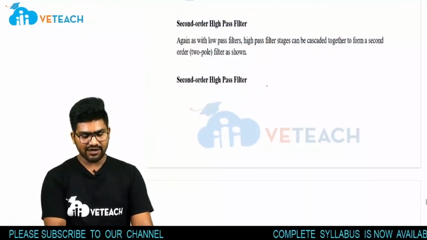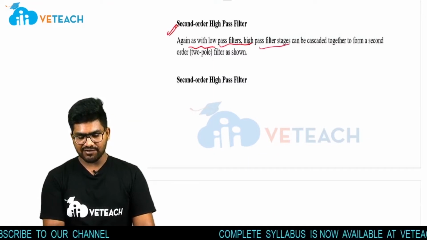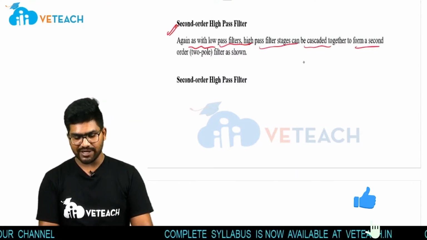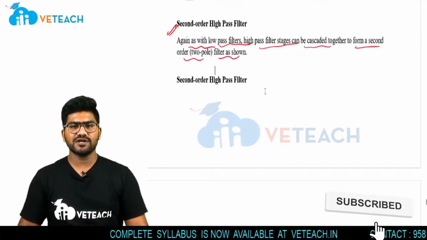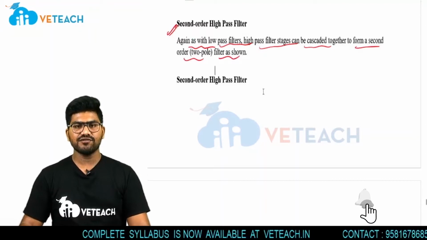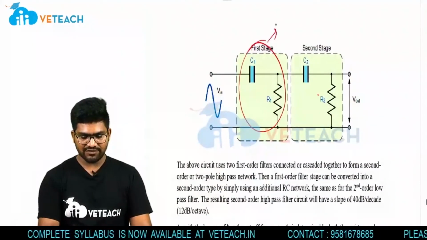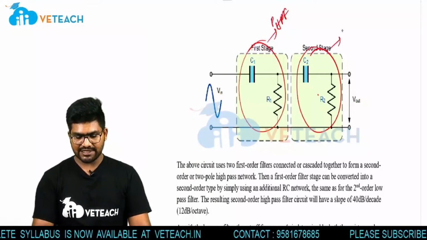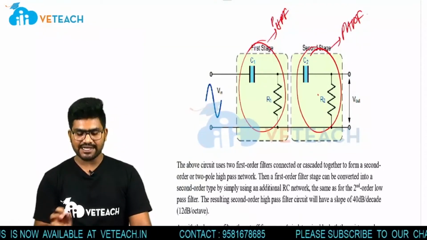Now coming to the second order high pass filter. Again, as with low pass filters, high pass filter stages can be cascaded together to form a second order filter. As earlier discussed for the low pass filter, we do a similar thing to get the second order high pass filter. This is the first stage of the passive high pass filter, and this is the second stage of the passive high pass filter. These two are connected in cascade.